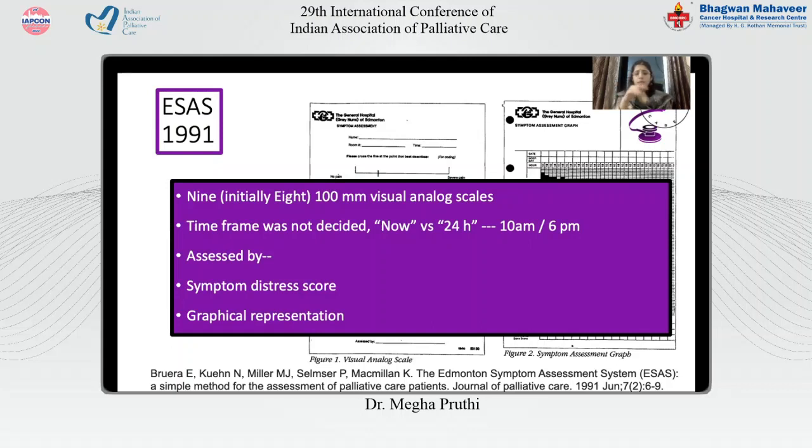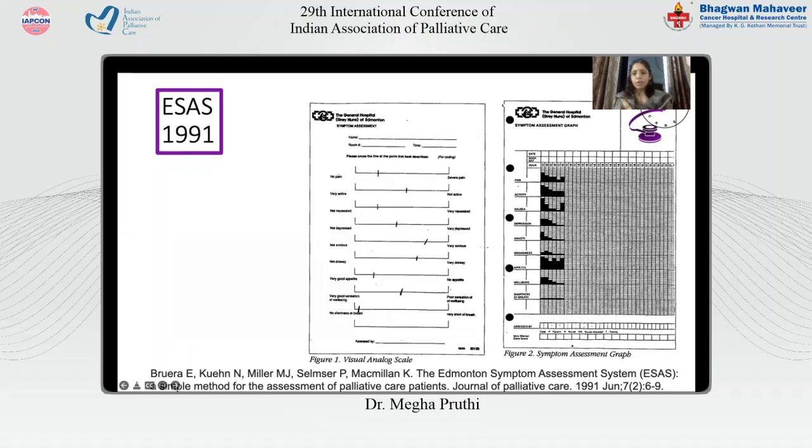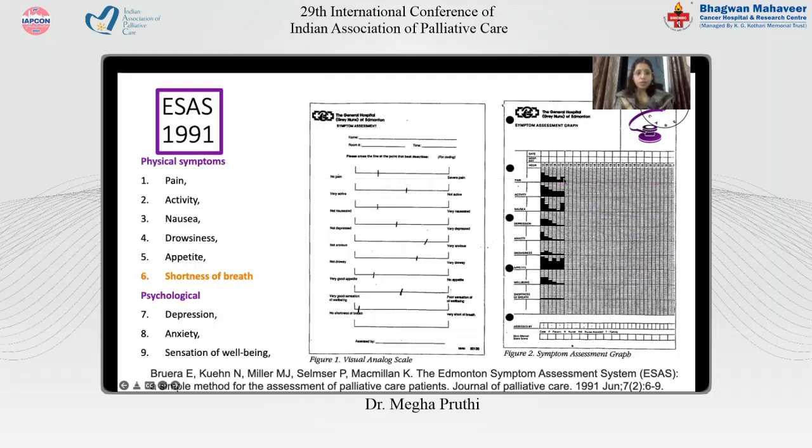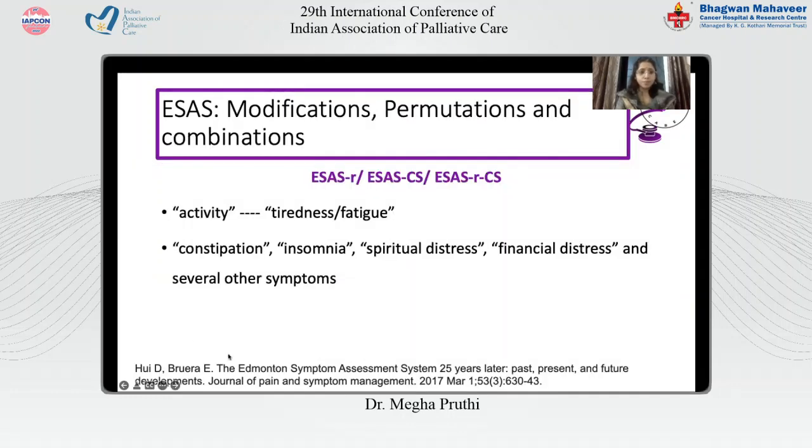They also calculated a total symptom distress score, a total out of 800 or 900. They would also graphically represent it like this so as to know the trend very clearly. The 9 symptoms that they measured were pain, activity, nausea, drowsiness, appetite. The shortness of breath was the 9th symptom that was added later. Then depression, anxiety, and the sensation of well-being.